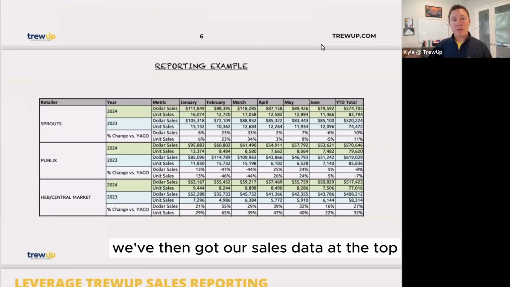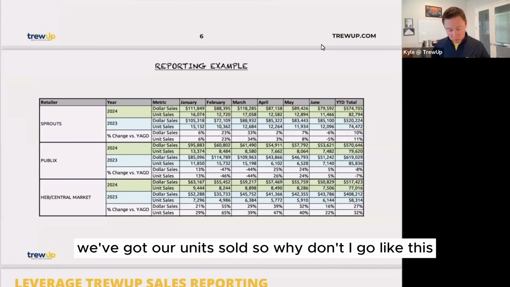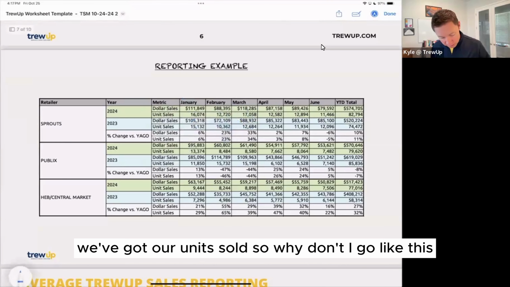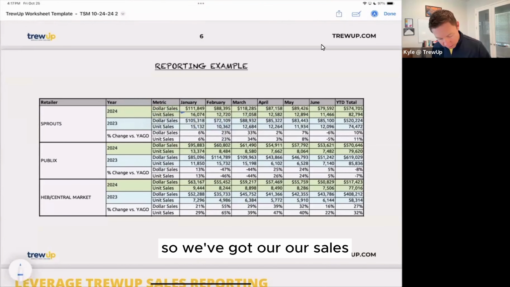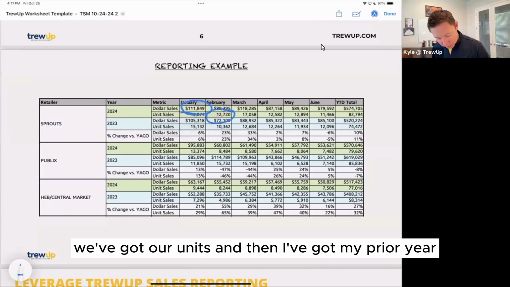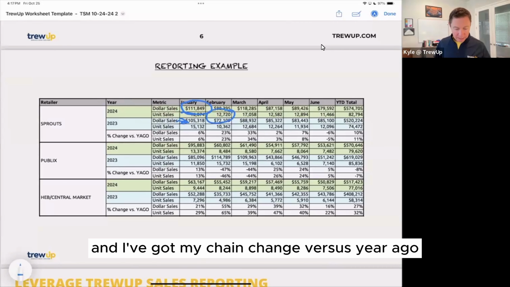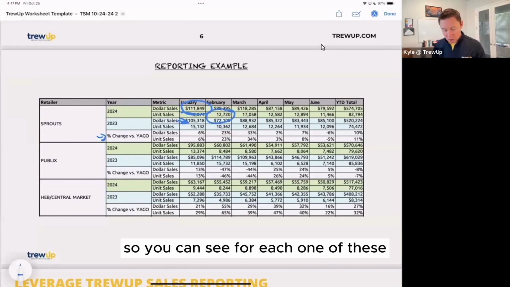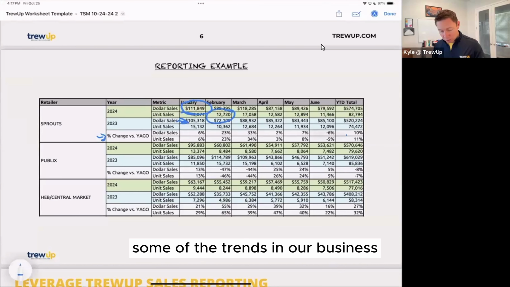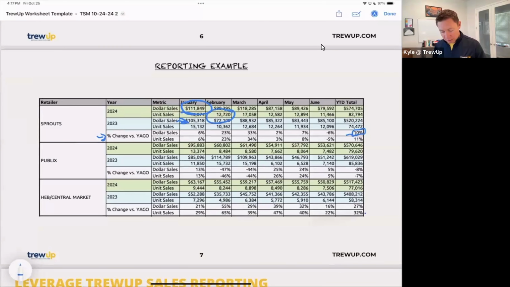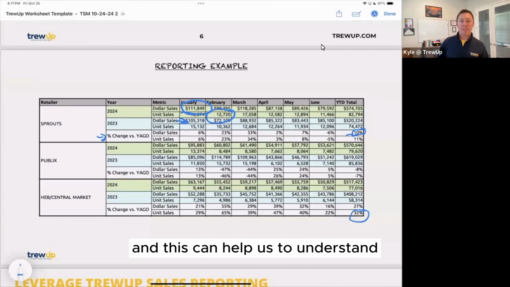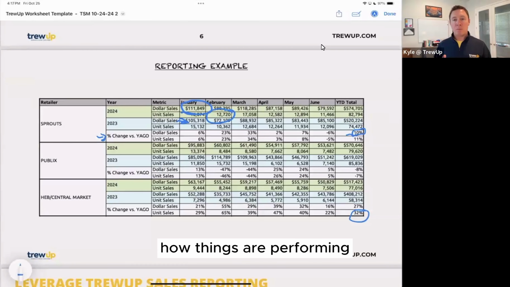We've then got our sales data at the top. We've got our units sold. So we've got our sales, we've got our units, and then I've got my prior year, and I've got my change versus year ago. So you can see for each one of these, we can see some of the trends in our business, and this can help us to understand how things are performing.